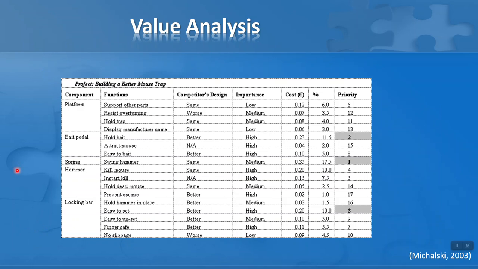So here we have a table which has quite a lot of information on it, but let's work our way through it. This is a value analysis table, and first of all I've listed in the left hand column the 5 components that we saw in the diagram on the previous slide. And then we've worked out in our workshop what the functions of each of these components are. So I can see, for example, for the platform, it has 4 functions: support other parts, resist overturning, hold the trap, and display manufacturer's name. I've done this for all the other components. In all, I've got 17 functions across the 5 components.